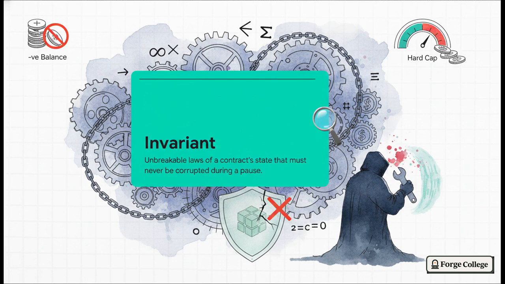For example, a rule might be that a user's token balance can literally never go below zero, or the total supply can't exceed a specific hard cap. You absolutely cannot allow an emergency pause or a manual adjustment during that pause to create some weird loophole that breaks these core mathematical laws.